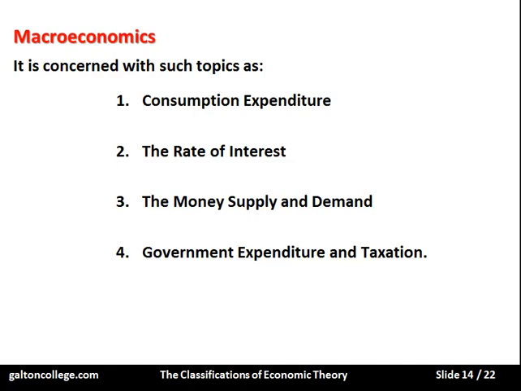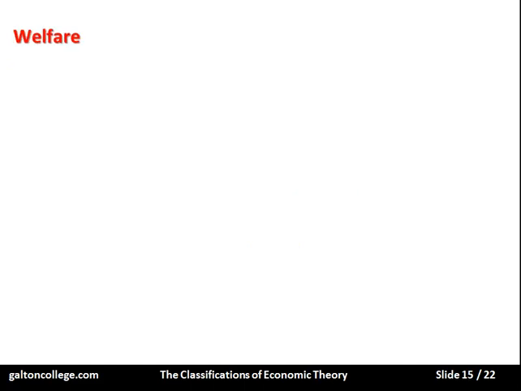So now we have this big distinction between microeconomics and macroeconomics. Microeconomics deals with individual markets, individual products, individual consumers. Macroeconomics looks at all of them. We also have an issue in economics looking at welfare, looking at the well-being of the population or of individuals in the country.